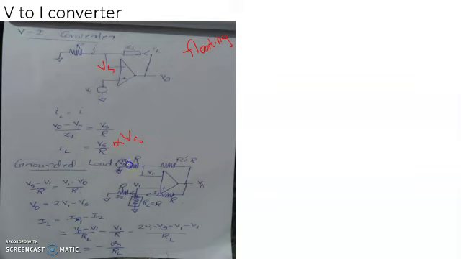Current through R is drop across R, Vs minus, let the voltage at this point be V1, then the voltage at this point also will be V1.